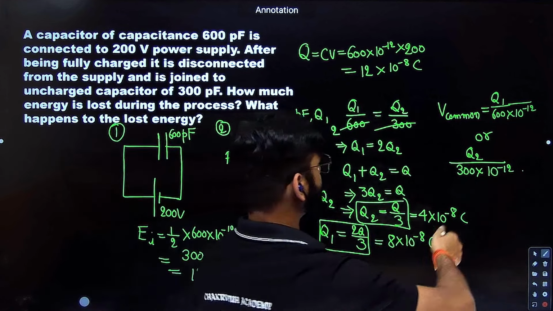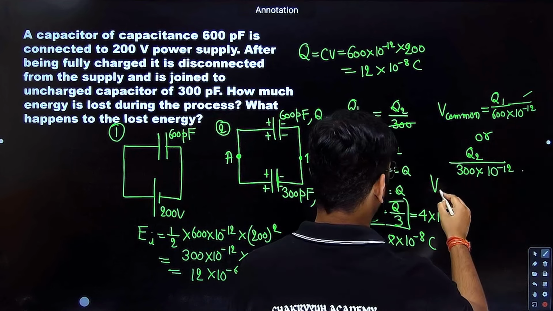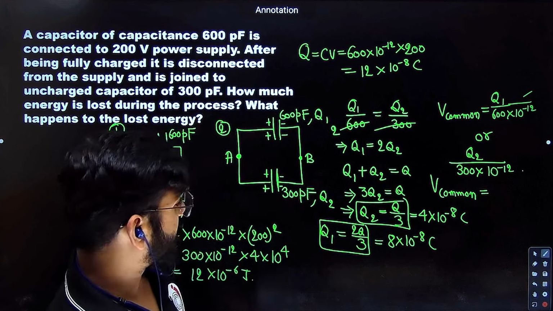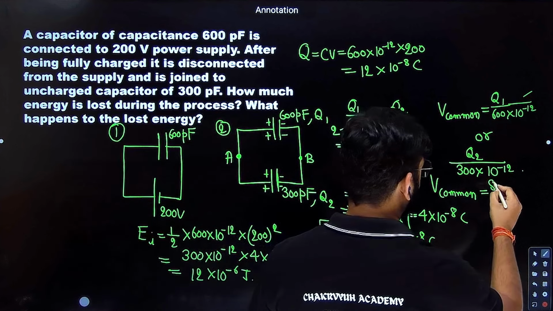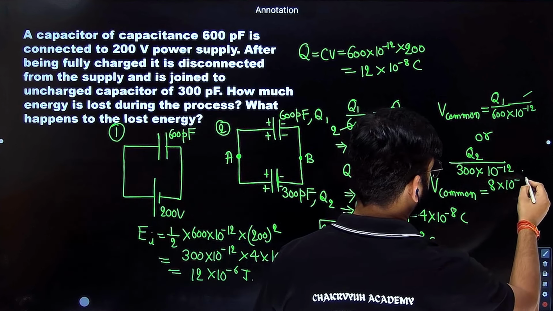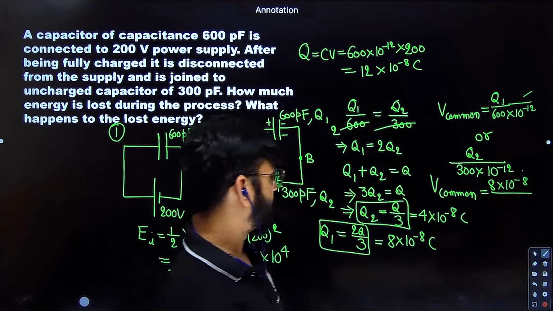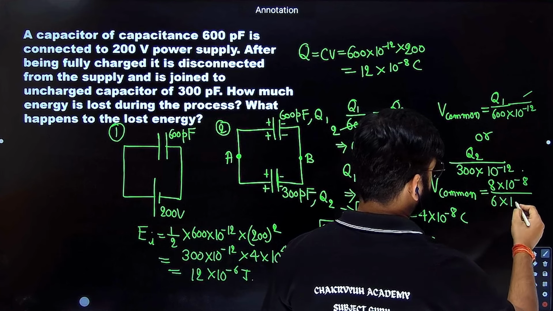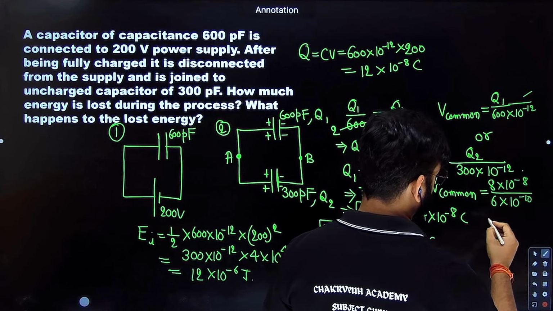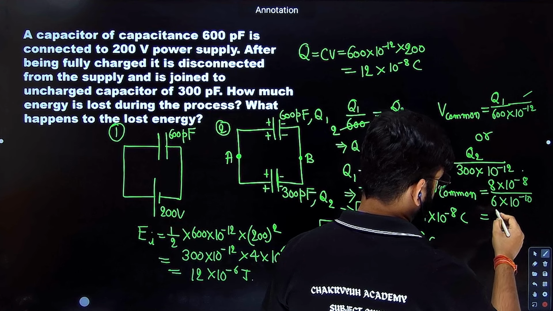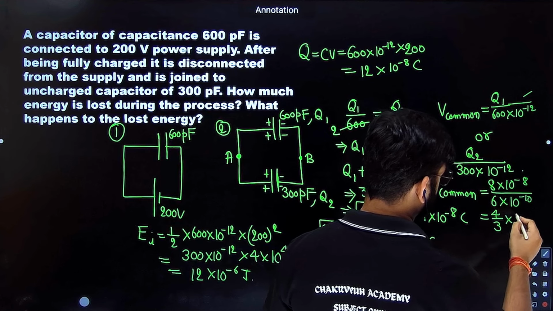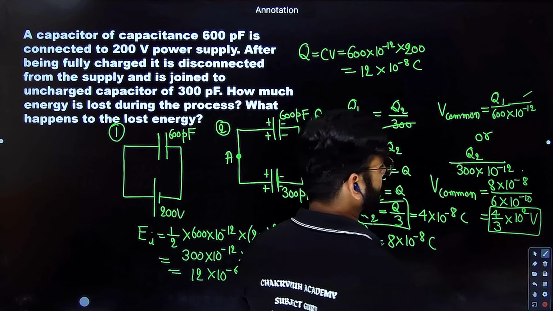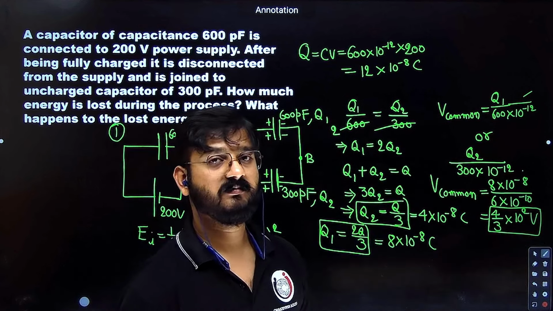So let's calculate the value. Put Q1 if I use this one. So what will be V common? Q1 is how much? We calculated, right? 8 into 10 to the power minus 8 divided by 600 into this. So this becomes 6 into 10 to the power minus 10. So 2 4s are 8, 2 3s are 6. 4 by 3 into 10 to the power 2 volts. This is the common potential.